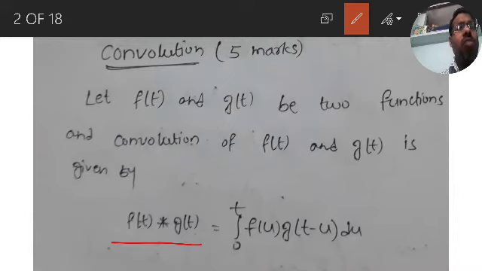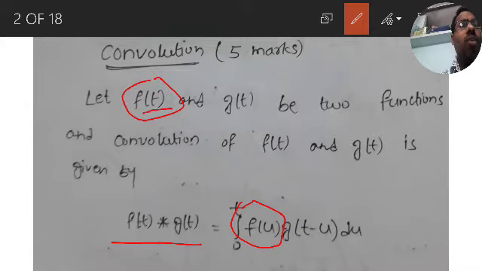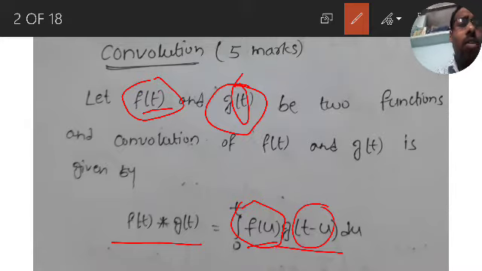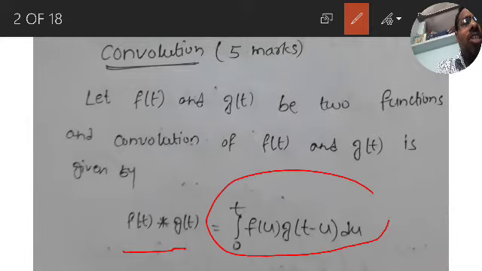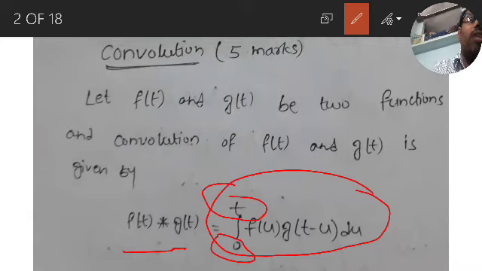You know the function f of t. Now you have to write f of u, that is, in place of t you have to write u. And we know the function g of t, then you have to write g of t minus u, that is, in place of t you have to write t minus u. So convolution is defined as f of t star g of t is equal to integration 0 to t f of u into g of t minus u into du. Lower limit is 0 and upper limit is t.